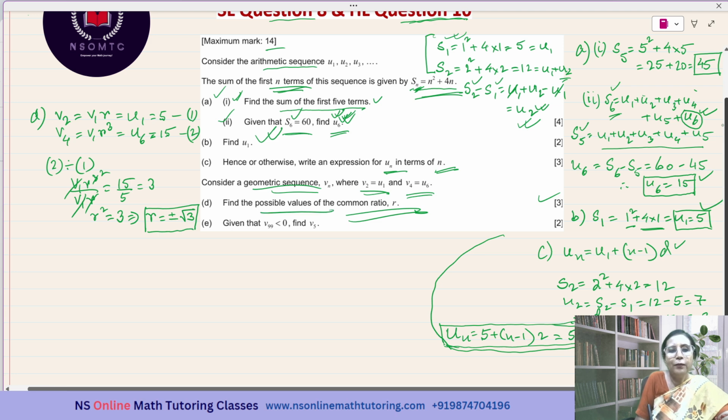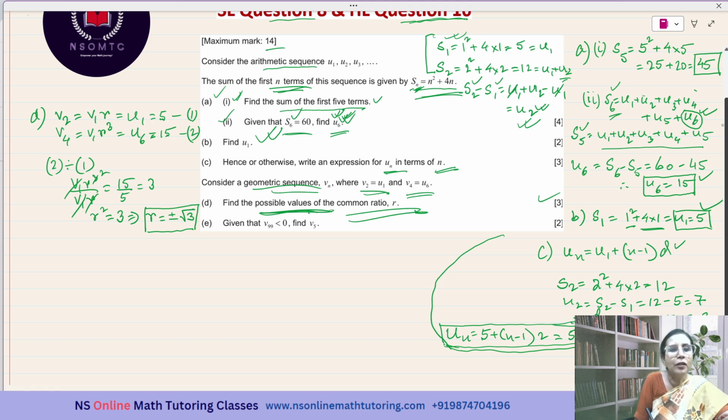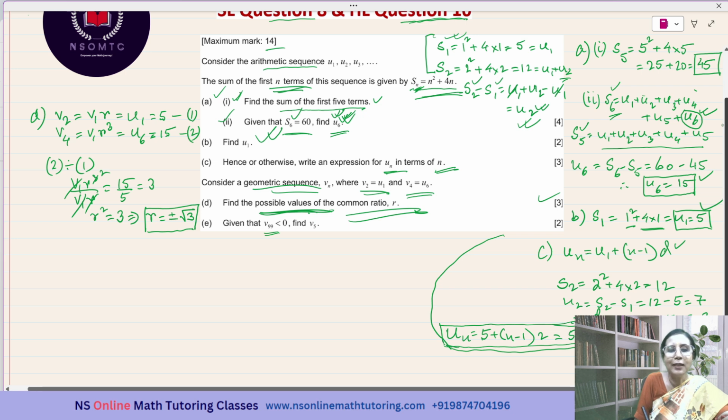Possible values. The question suggests that we will be getting multiple values of R. Indeed, we have multiple values of R, one of them is positive root 3 and the second one is negative root 3. Coming to the last subpart E, given that V99, the 99th term of this geometric sequence, is less than 0, it is a negative number, find V5, that is the 5th term of this geometric sequence.